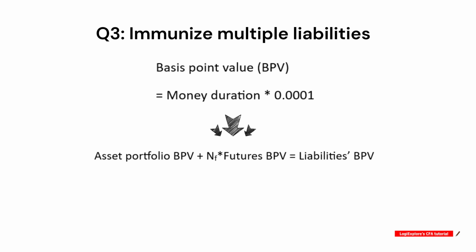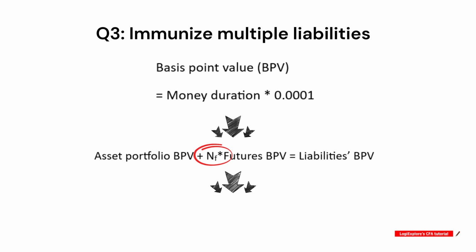If there is a gap between the assets and the liabilities, one can purchase or sell some bond futures to close the gap. Basis point value is used in this case to calculate the number of future contracts to buy or sell. Buying a future contract increases the asset portfolio's duration.